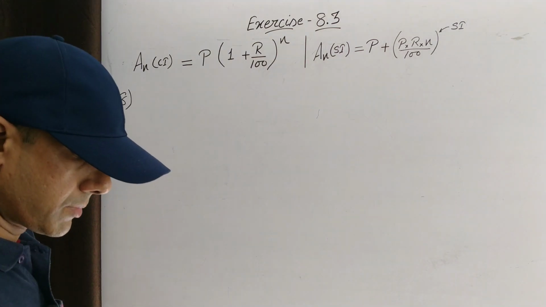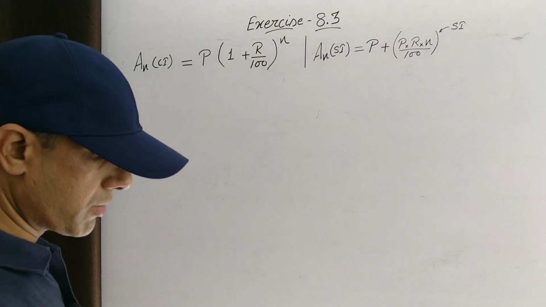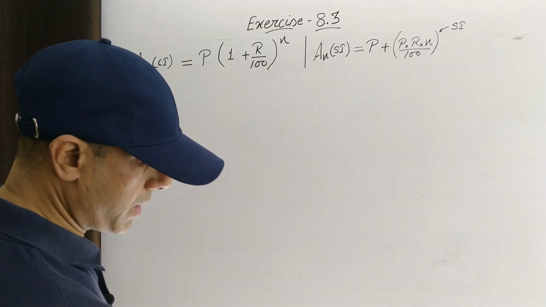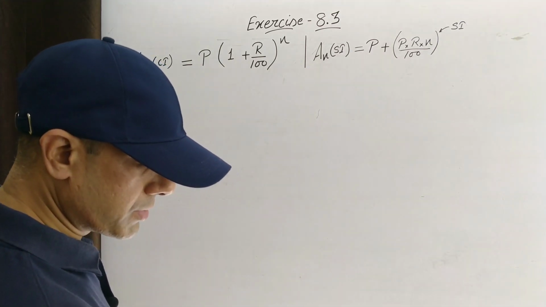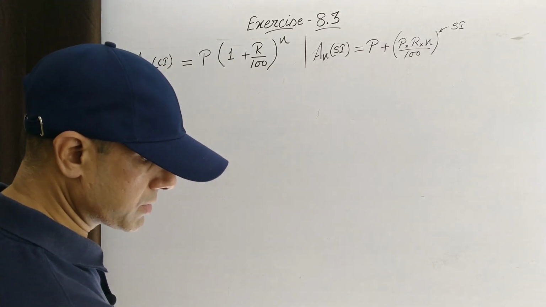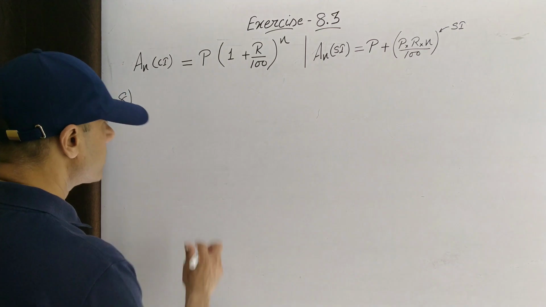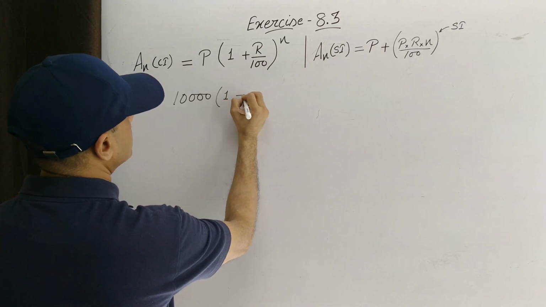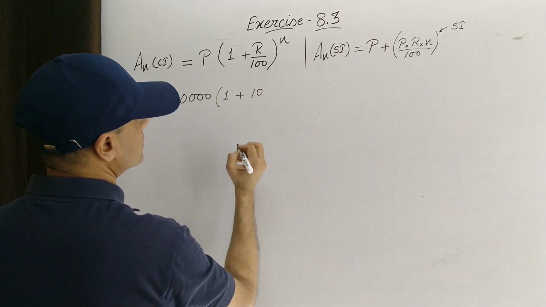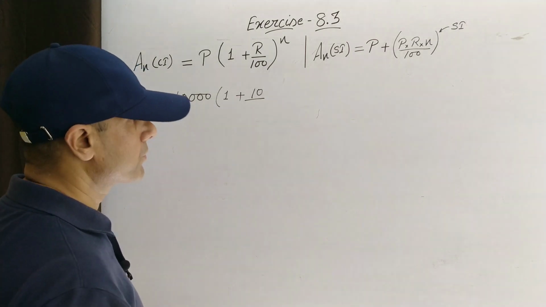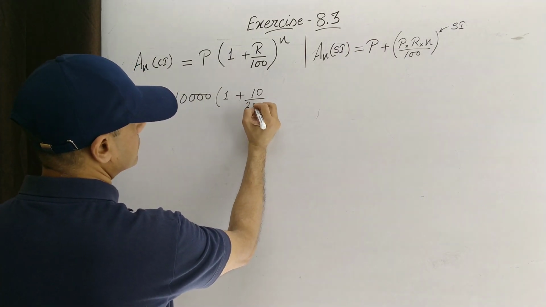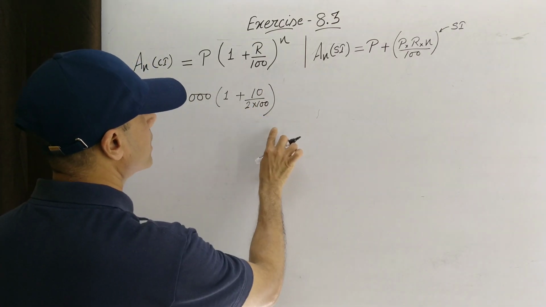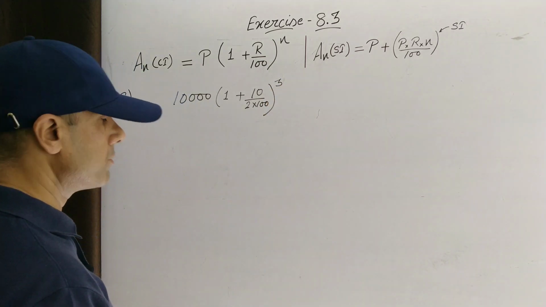Question number 8. Find the amount and the compound interest on rupees 10,000 for 1.5 years at 10% per annum compounded half yearly. Would this interest be more than the interest he would get if it was compounded annually? So, principal amount 10,000 rupees. This is at the rate 10% per annum, and it is compounded half yearly. So we have 10 by 2. Interest will be 10 by 2. And we are calculating for 1.5 years. That equals to 3 half years. So n will be equal to 3.